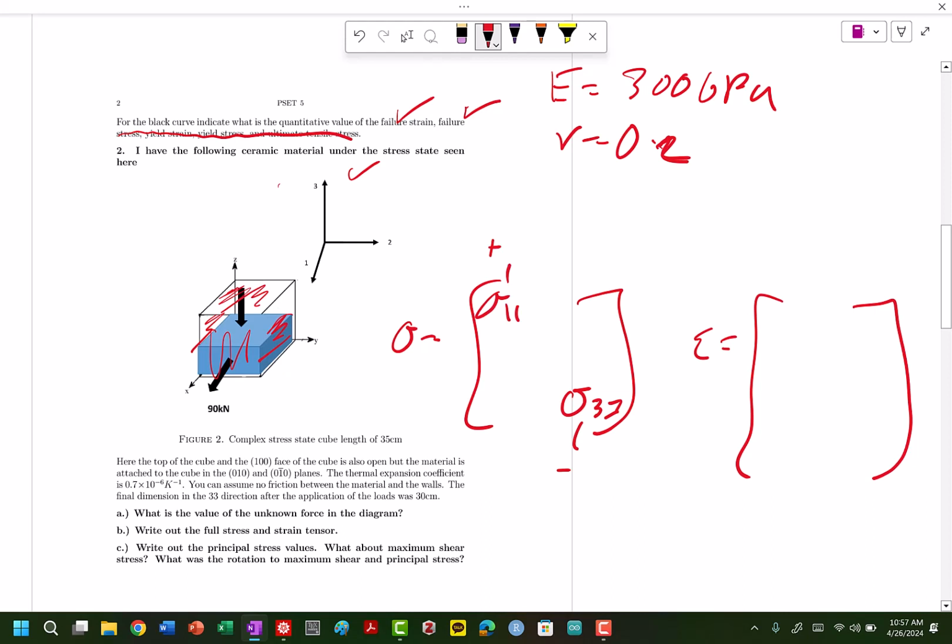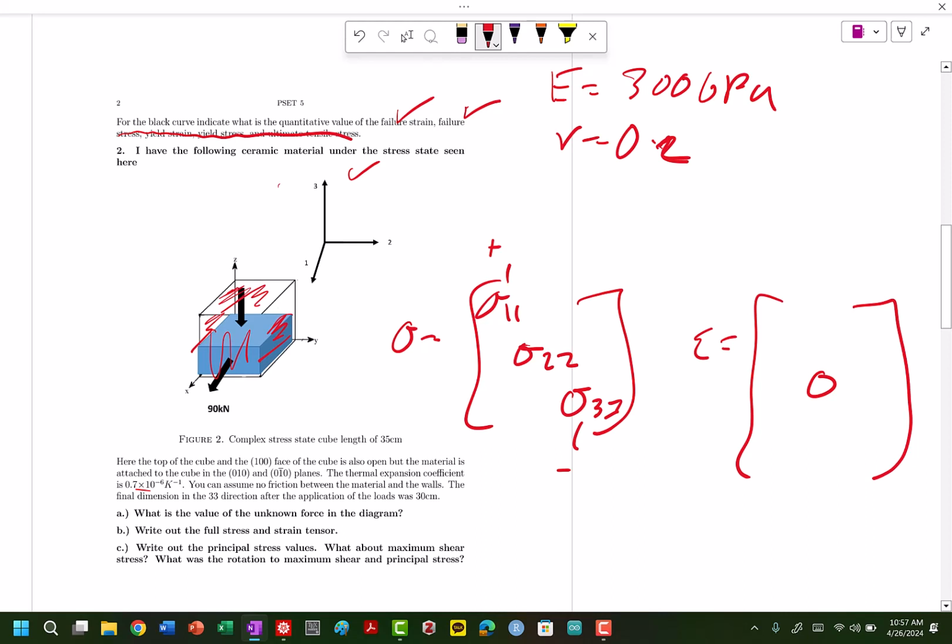If it's attached, there could be no strain in the 2-2, meaning that there's a stress in the 2-2, and we're not really sure about what that's going to be. It kind of depends on the values that we're seeing here, because we're pushing down, so that means it would want to expand out, but we're also pulling here, so it's not clear. There's a thermal expansion coefficient, which we have. No friction between the walls, the dimension here.